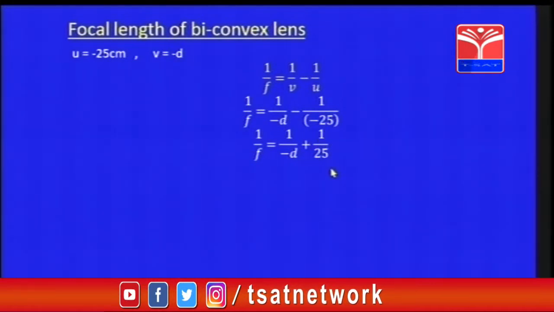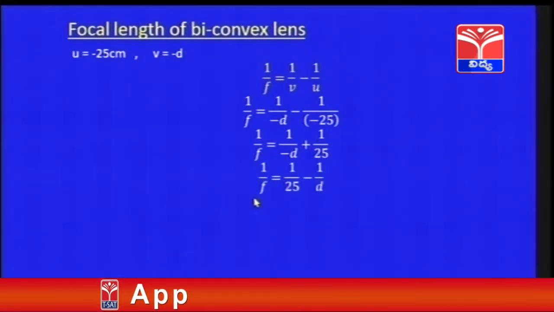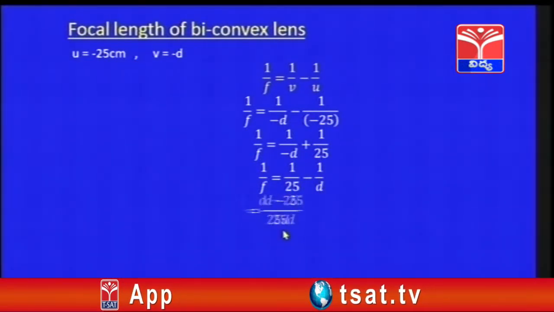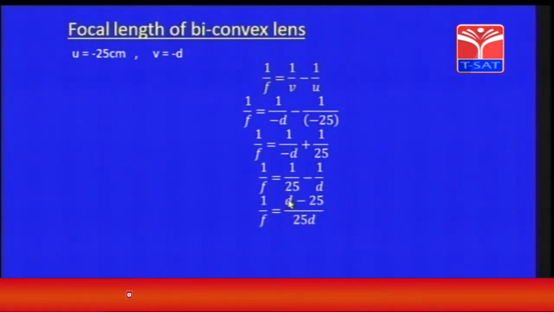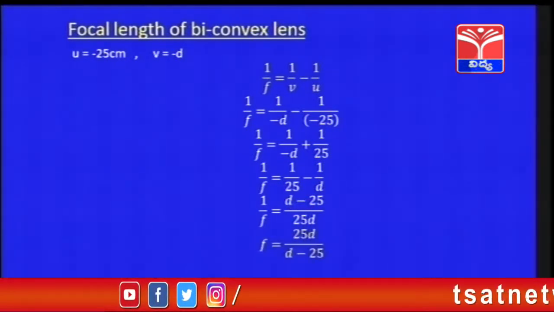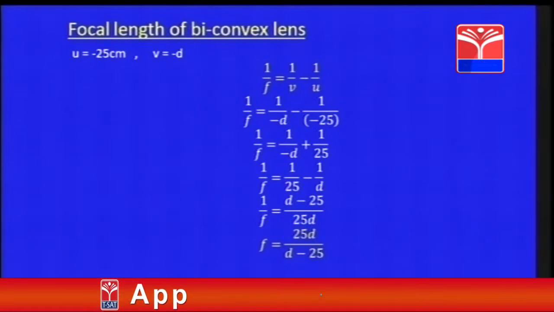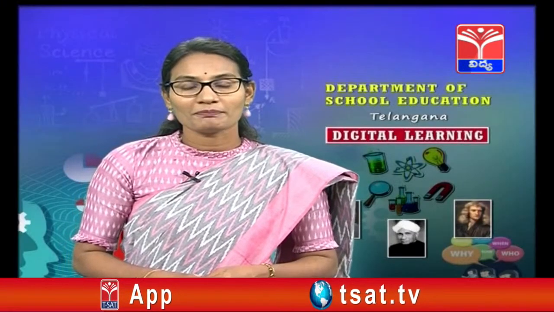1 by 25. Now we can write like this, 1 by f equal to 1 by 25 minus 1 by d, then 1 by f equal to d minus 25 by 25d, then f equal to 25d by d minus 25. So this is the formula for calculating the focal length of the biconvex lens. Understanding this formula, let's do a small application problem.